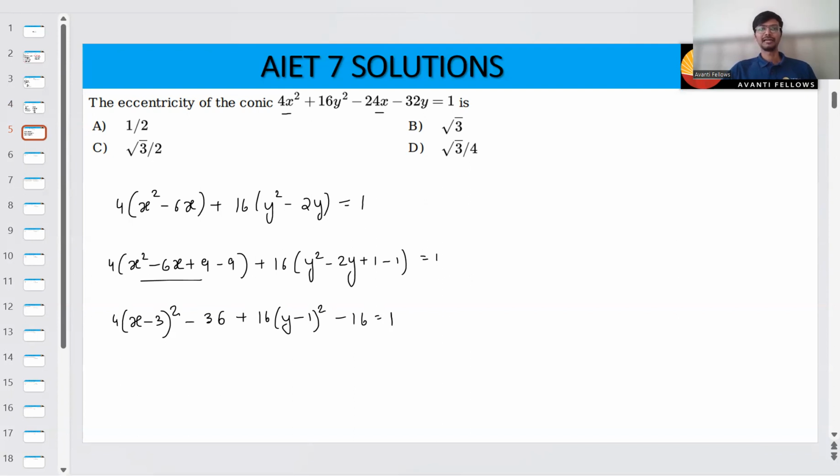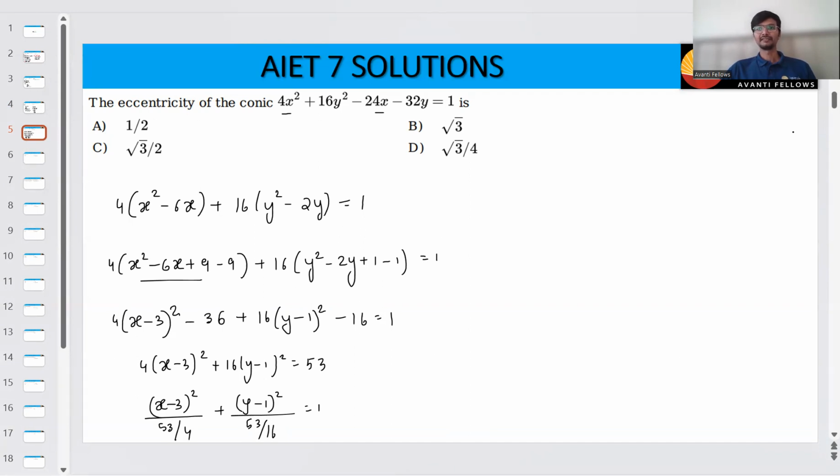So minus 36 minus 16, and the 1 is on the other side. So we'll get 53. That means 4 into (x minus 3) the whole square plus 16 into (y minus 1) the whole square equals 53. Now if we divide by 53, we'll get our conic, which looks like an ellipse: (x minus 3) the whole square upon 53 by 4 plus (y minus 1) the whole square upon 53 by 16 equals 1.